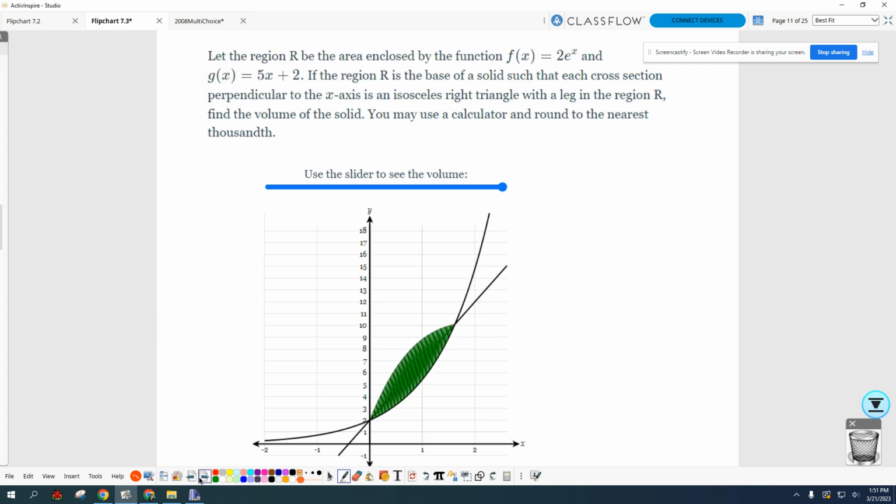All right, let's try another shape. This is for the 6 of you who did not do Delta Math. When did you check the Delta Math? I did it last period. Does that count? No.